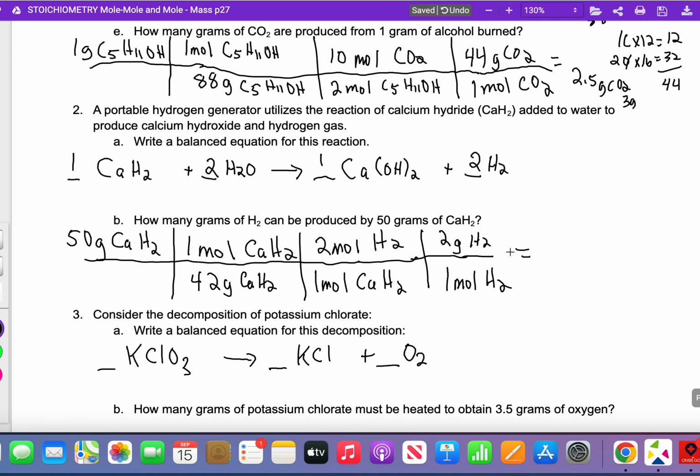I don't know the answer without calculating it. Let me see if I can figure it out here. So it looks like it would be 4.76 on the calculator. But if you wanted to round it to one significant digit, because I guess that only has one, it would be 5 grams H2.